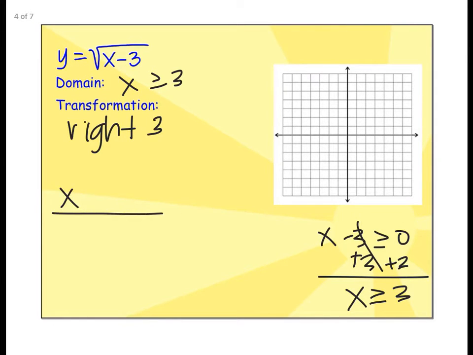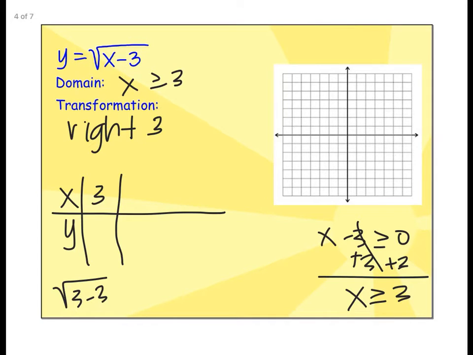I'm going to go ahead and make my table. This time my table starts at 3 because my domain is x is greater than or equal to 3, so it can't be anything smaller than that. If I plug in 3, I get the square root of 3 minus 3, which is the square root of 0. Again, I'm going to pick x values that work nicely. So if I plug in 4, I get the square root of 4 minus 3, which gives me the square root of 1, which is a whole number, and it's 1, so it works out nicely.